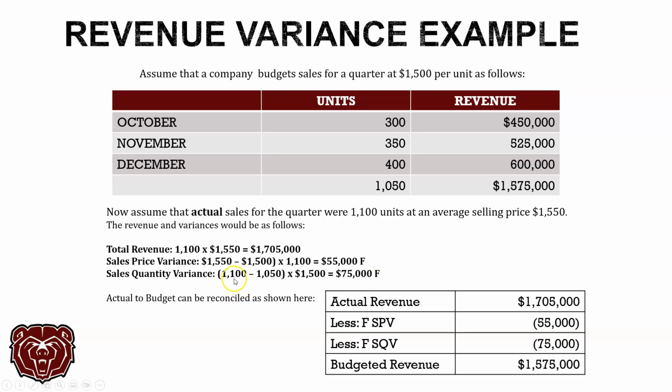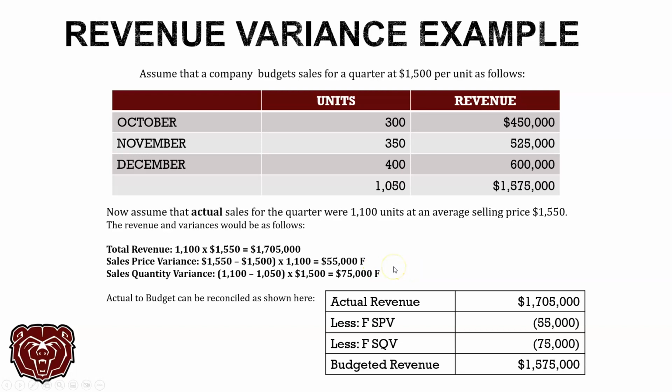Our sales quantity variance is the actual number we sold, 1,100, less the budgeted number to sell, which was 1,050, times the budgeted amount, okay? Here we see we have a $75,000 favorable variance. This means we were able to sell more than what we budgeted for.